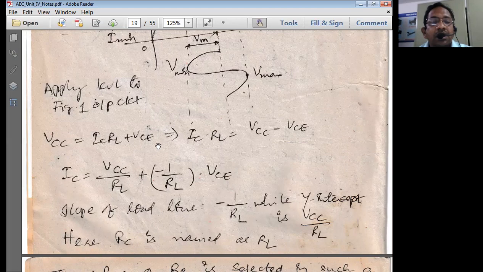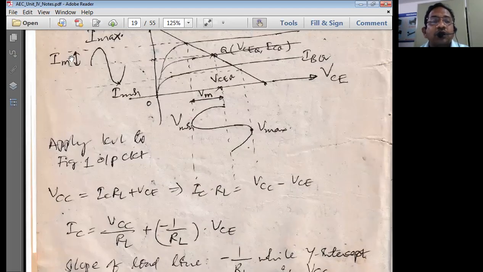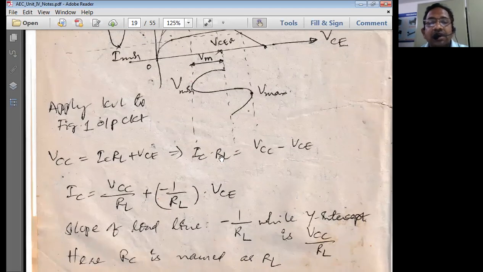Okay. So let us suppose you're looking for the current, so I'll try to get it in terms of current. So IC is equal to, I can take ICRL is equal to VCC, and VCE I'll take onto the other side. So IC RL is equal to VCC minus VCEQ.